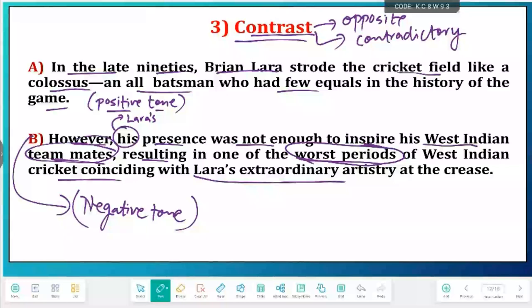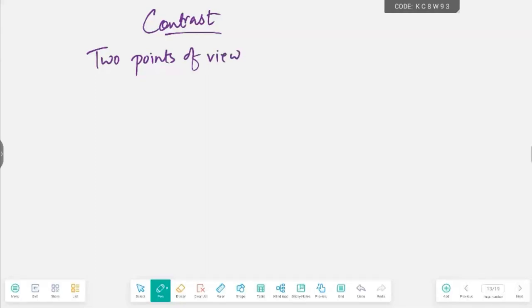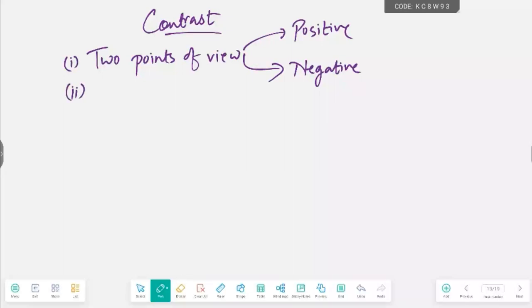अब देखना, यहाँ पर दो तीन चीजें आपको ध्यान में रखनी हैं contrast में. Since it is one of the important structures, ध्यान से देखना. कॉन्ट्रास्ट में आपको दो तीन चीजें याद रखनी हैं. पहली चीज क्या है? कॉन्ट्रास्ट गिव्स यू टू पॉइंट्स ऑफ व्यू. मतलब दो पॉइंट्स ऑफ व्यू देगा. एक होगा पॉजिटिव पॉइंट ऑफ व्यू, और एक होगा उसका बिल्कुल उल्टा, नेगेटिव पॉइंट ऑफ व्यू. ठीक है, दो पॉइंट्स ऑफ व्यू होंगे. और इन दो पॉइंट्स ऑफ व्यू के बाद what you have to keep in mind is that you will always find a turn around point. सो कॉन्ट्रास्ट स्ट्रक्चर में सबसे इंपॉर्टेंट क्या है? द टर्न अराउंड पॉइंट.